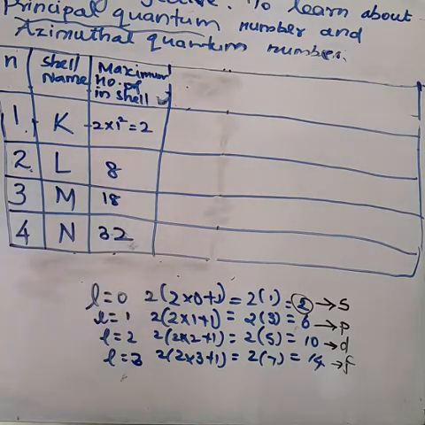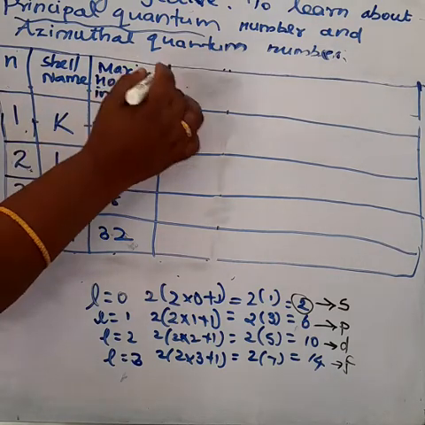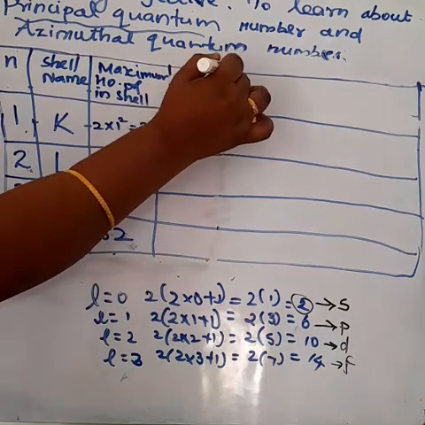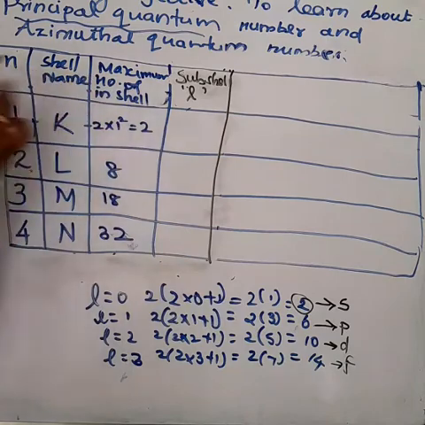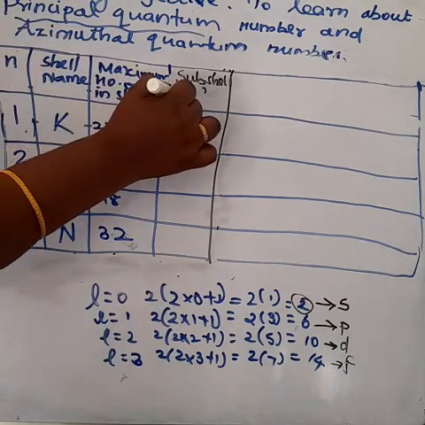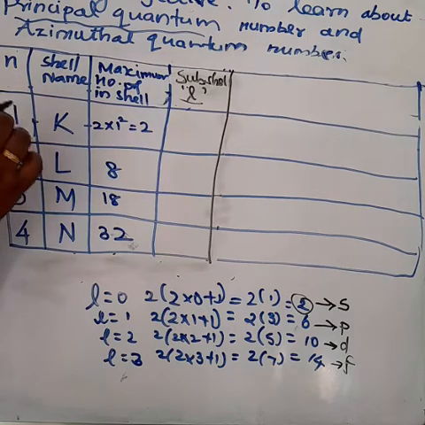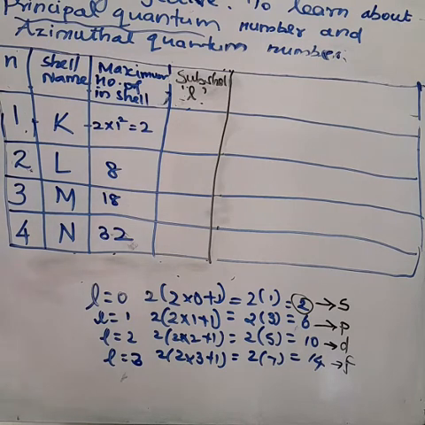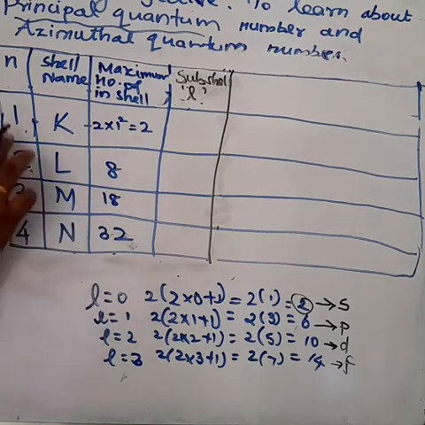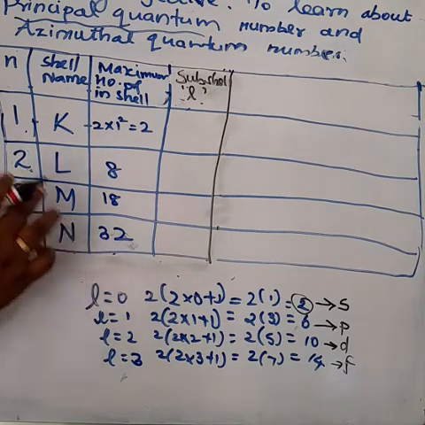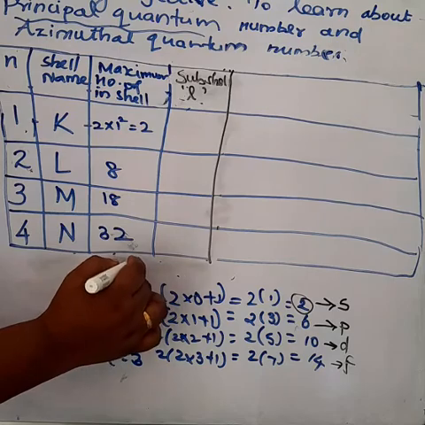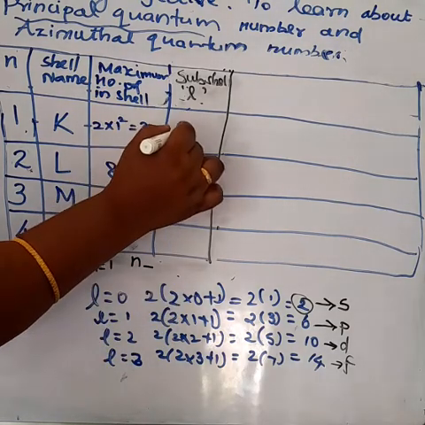And then what about the subshell? The subshell is denoted by the symbol L. And how will you write the n value? When n is equal to 1, the value of L we can start from 0 onwards. So for n is equal to 1, the first subshell, the L value is 0, because n minus 1 means 1 minus 1, we get 0.